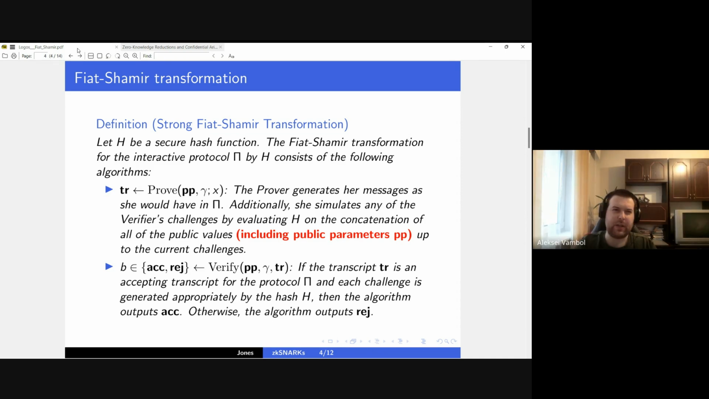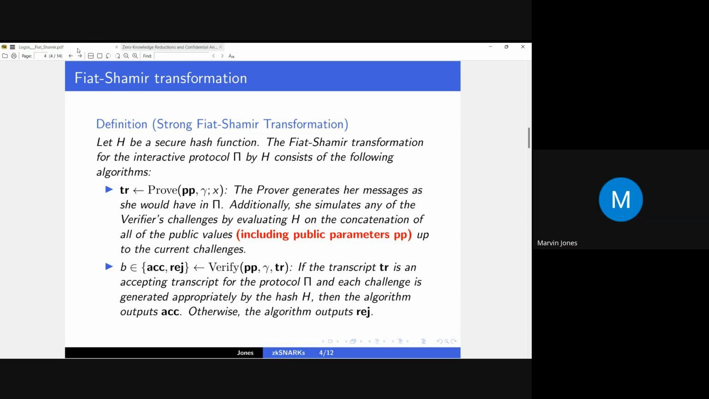Actually, is it sufficient to have the term strong Fiat-Shamir transformation, and it closes the question about ambiguity between including statement, non-including statement, and so on? Correct? Can you repeat that?